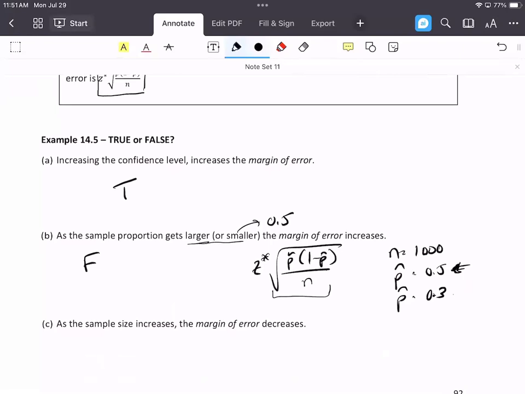As the sample size increases, the margin of error decreases. Well, this is true because remember, as this number gets larger, you're dividing by a larger number, which makes this whole thing smaller. So this is true.